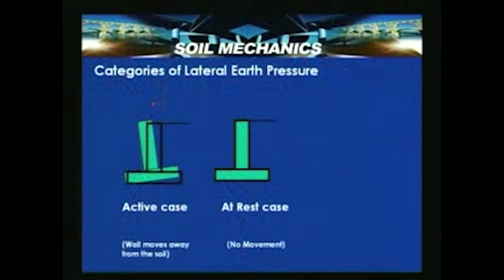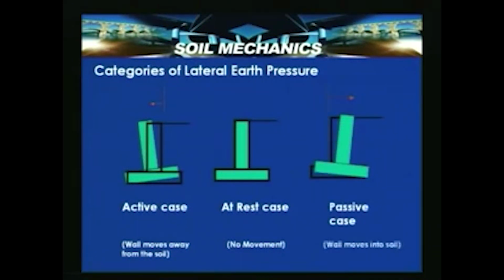Now, if you summarize the categories of lateral earth pressures, the first is the at rest case, that is the no movement condition, the zero strain condition, where K naught is equal to sigma H naught by sigma V. Another case which we have discussed is the active case, where the wall moves away from the soil. In this case, the wall moves towards the soil, that means the wall moves into the soil, and that is nothing but a passive state.